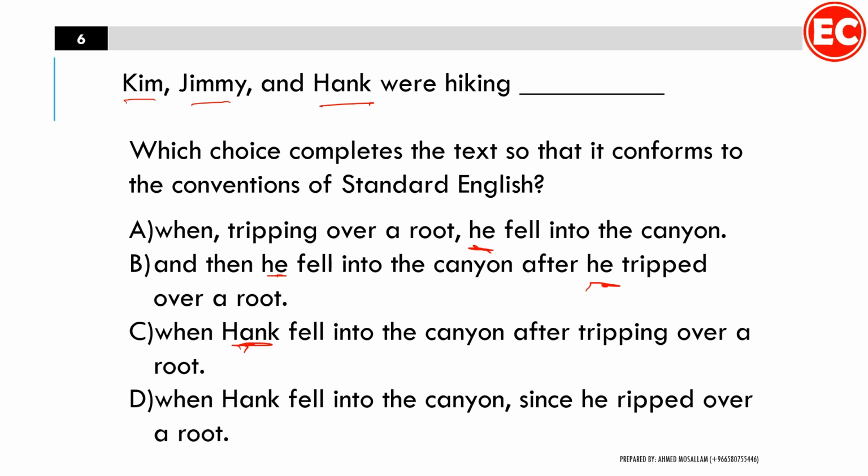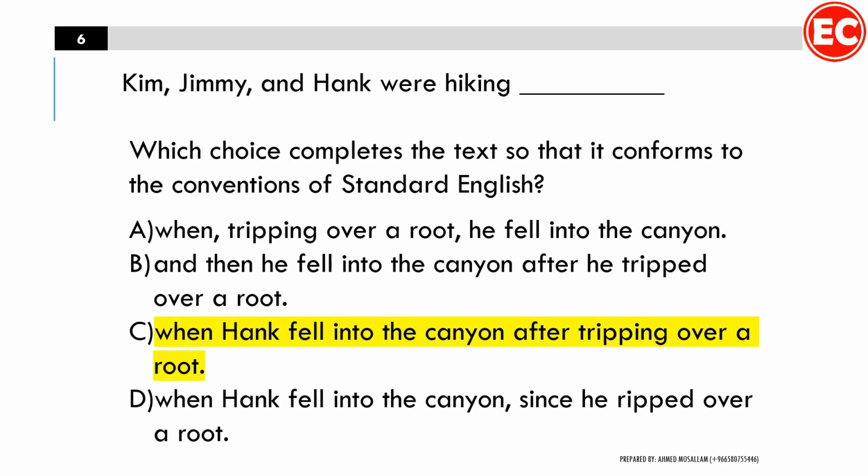Okay, so most likely it's an answer. So A and B are out. When Hank fell into the canyon, since he tripped over a root, this should be it here. Okay, so here also we have Hank, Jamie and Kim. So which one is clear? Clear and direct. You have to think of it that way. For sure it's letter C.